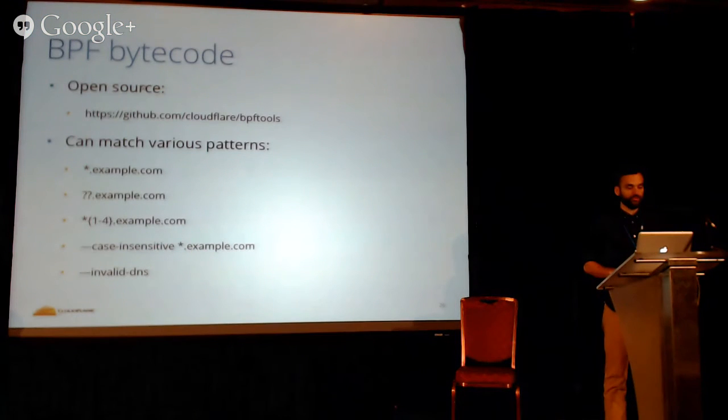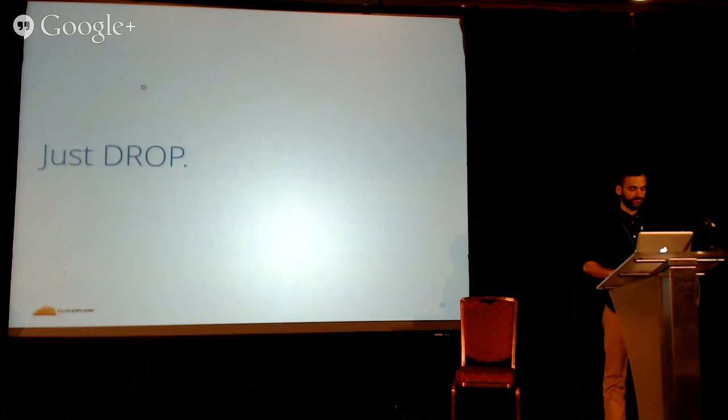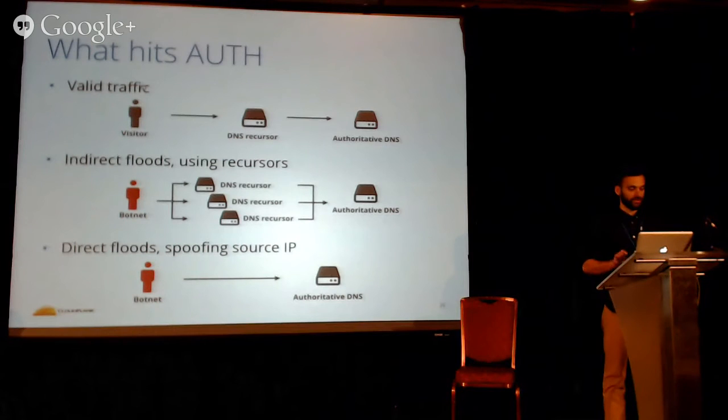The tools we are using for that are open sourced, and they can do various basic things you would expect, like match on star, or match on 2 characters, or 1 to 4 characters of prefixes, or be case insensitive, or match packets that are not DNS at all. Things like that, the kind of obvious patterns. So now we know how to drop packets in IP tables. Now let me argue why this is actually a good thing to do.